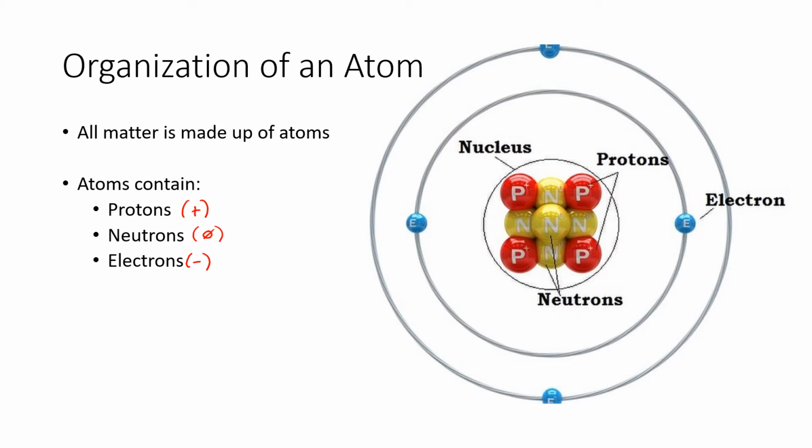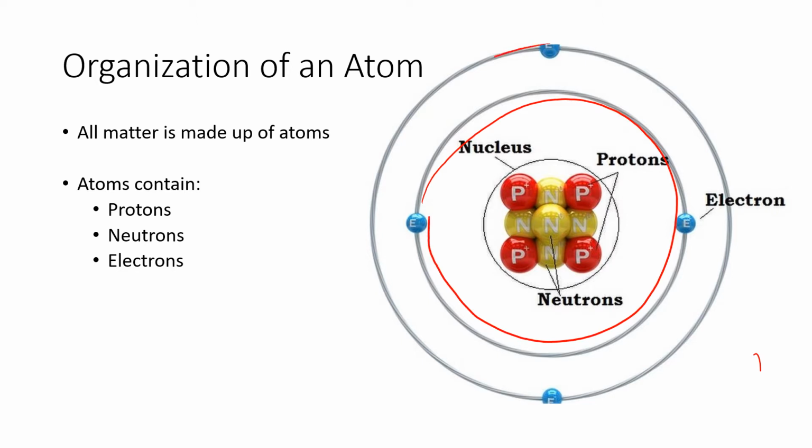Notice that the protons and the neutrons ball up together in the center of an atom, and that center of the atom is referred to as the nucleus. Electrons orbit around the nucleus. You can see here it's commonly depicted as a series of rings. Each ring represents a different distance from the nucleus and a different amount of energy that each electron will have to do work. Ultimately, the further away it is from the nucleus, the more capability it has to do work.